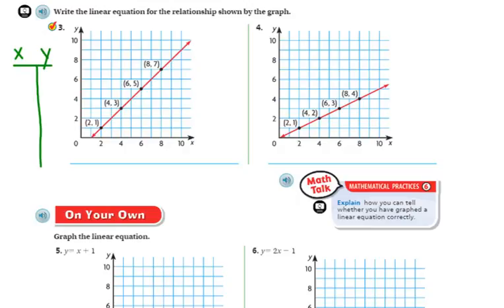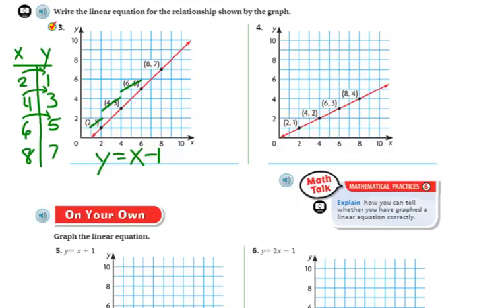So this is where we're going to list our ordered pairs. 2, 1, 4, 3, 6, 5, and 8, 7. And we're going to write down the first part of our equation. So how can I get from x to y? Minus 1, minus 1, minus 1. Well, looks like x minus 1.